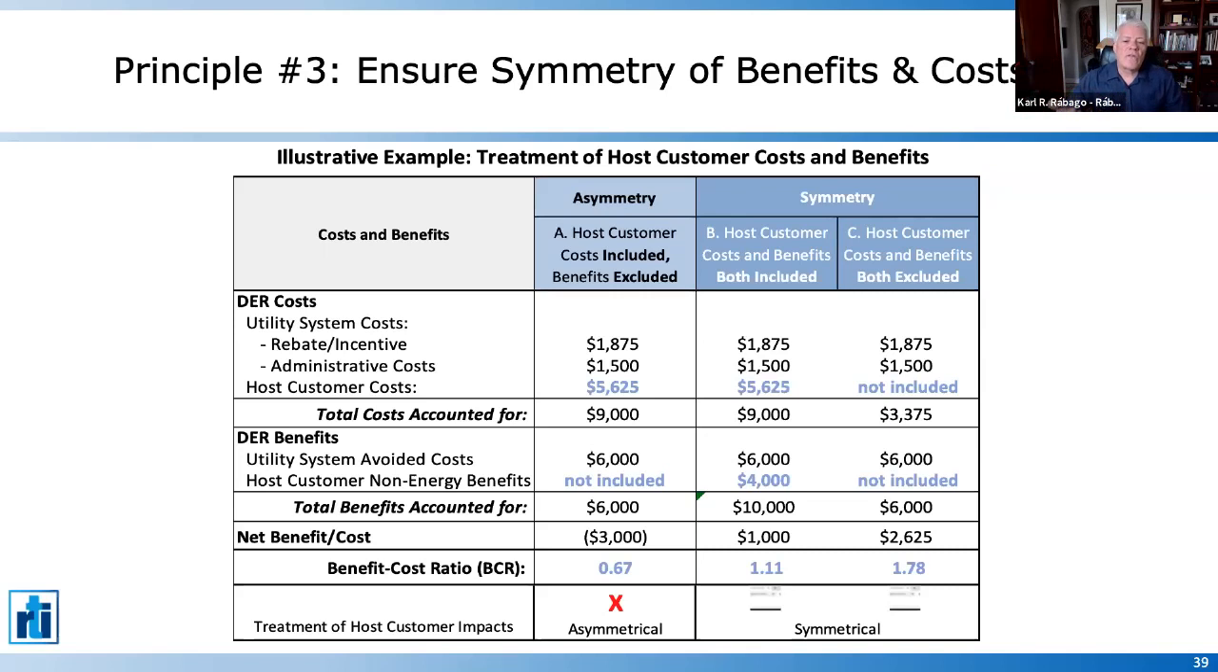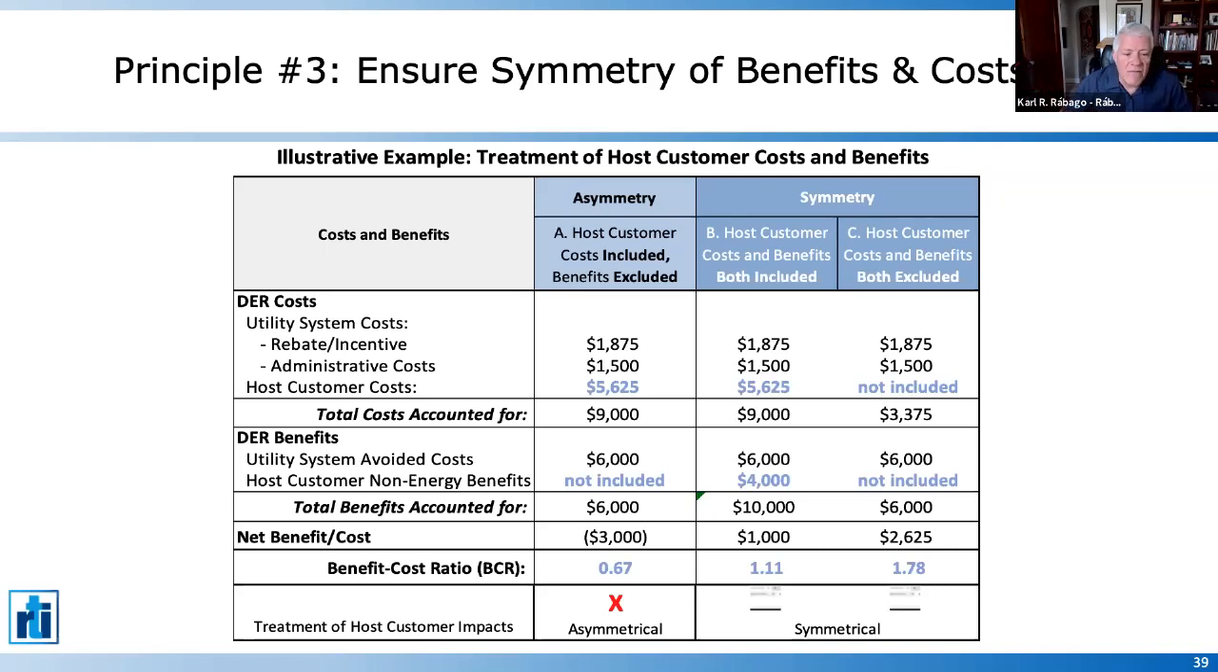But then there's a question of host customer costs, what they have to put up to participate in the program to get the benefit of the distributed energy resource. Now, if you include those costs, that adds $5,625 to the cost of the program, okay? Or you could choose not to add those in. And so the total cost that you account for is all the utility costs plus the customer costs or not.